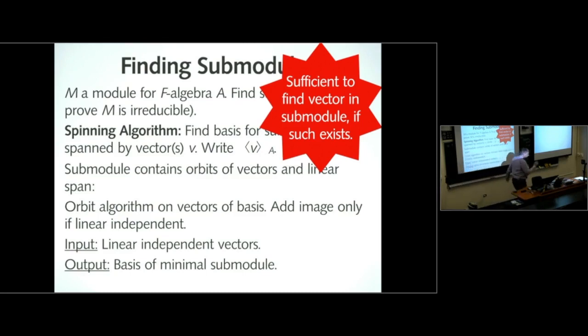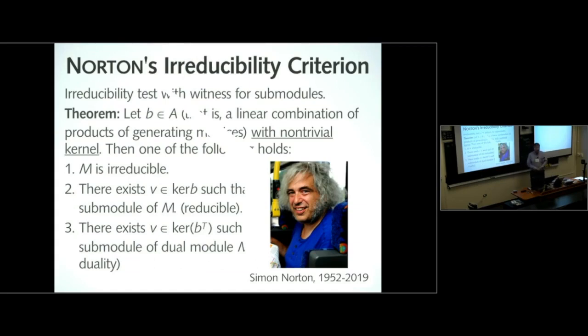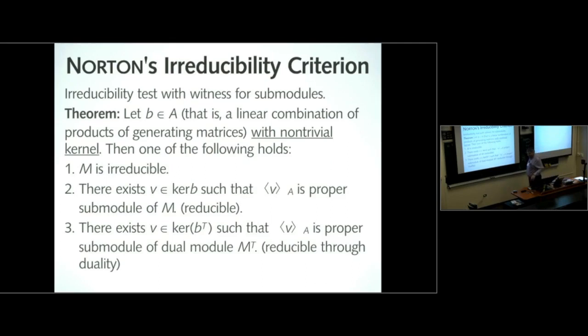So, how do we find such a single vector? Even more interesting, how would we show that no such vector can exist? And this is a very clever criterion which goes under the name of Norton's irreducibility criterion, named after Simon Norton, who invented this. Simon, unfortunately, died earlier this year. Yeah, so this is basically an irreducibility test for a module, and it comes with a one-sided witness. If it tells us the module is reducible, it actually gives us a vector which lies in a proper submodule.